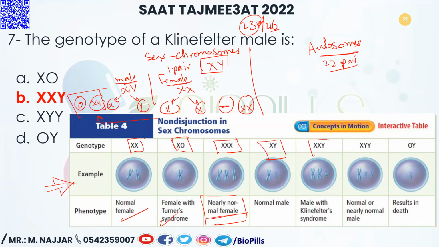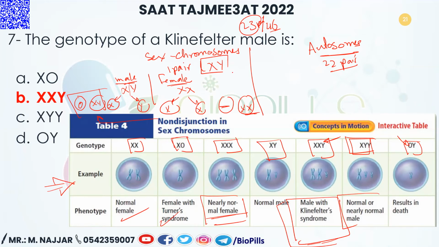XY is the normal male. XXY: if the same egg that has 2 copies of the X chromosome is fertilized by a sperm with a Y chromosome, it will form XXY, and here is the male with Klinefelter syndrome, the point we are talking about here. And we have XYY. It's very rare, but it is a nearly normal male, a male with excess male characteristics. OY will not be able to live. Why? There is no X chromosome. The X chromosome is the chromosome of life, so it has to be present. If not, no life will be formed.